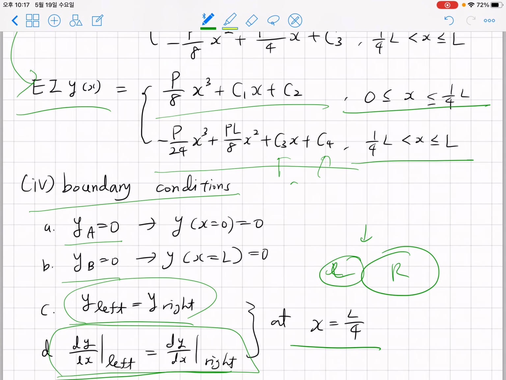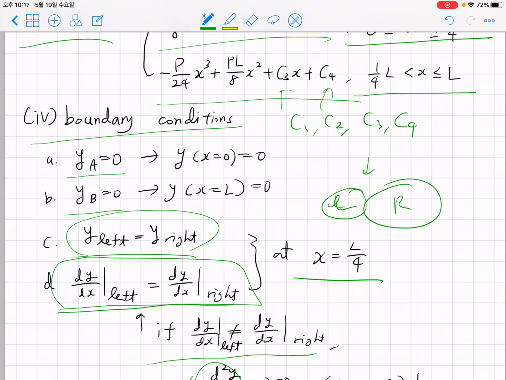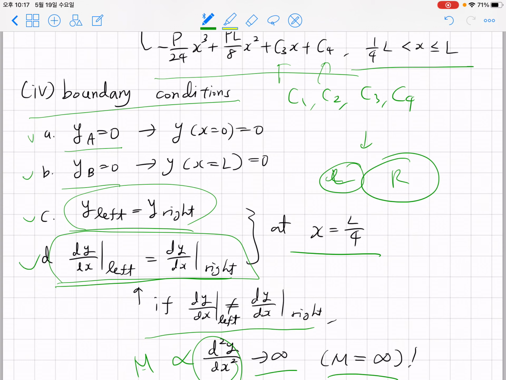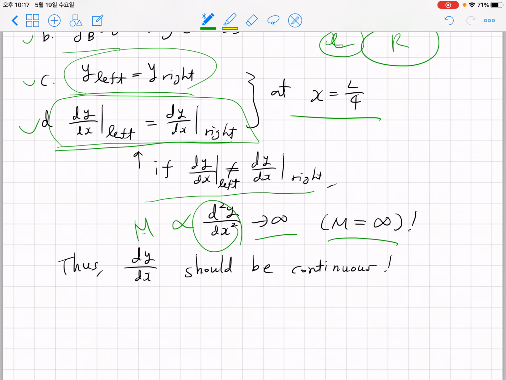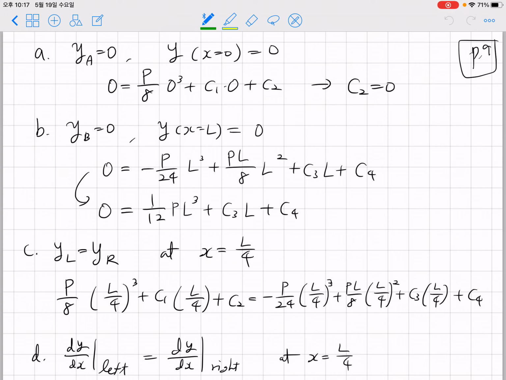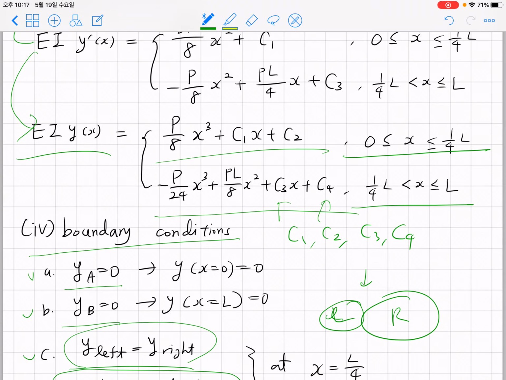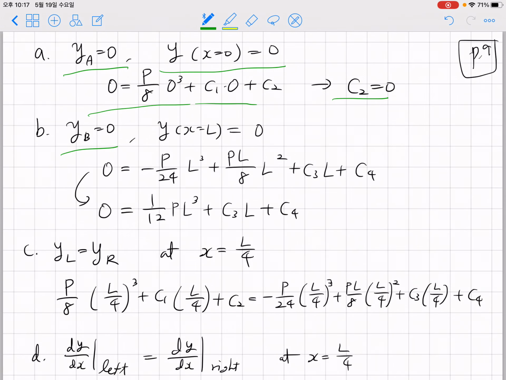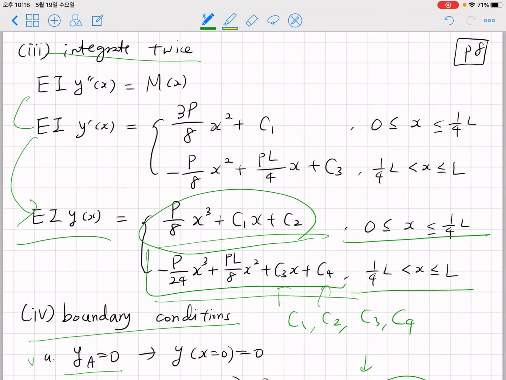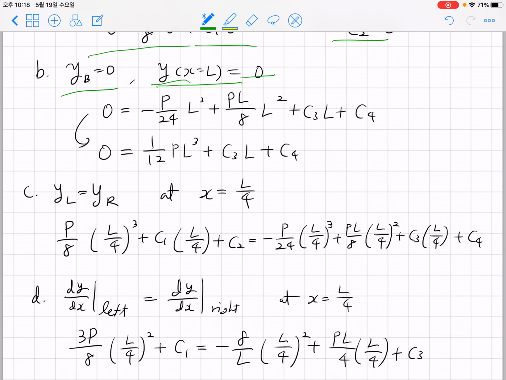So I told you that there are 4 unknowns, but we can find 4 linear equations, and we are guaranteed to solve this linear differential equation. Here's how to apply them. From ya equals b0, you plug in x equals 0, where y should be 0, so you can obtain c2 equals b0. Then out of yb equals b0, you plug in x equals L and y must be 0. This gives us one more piece of information about the relationship between C3 and C4.